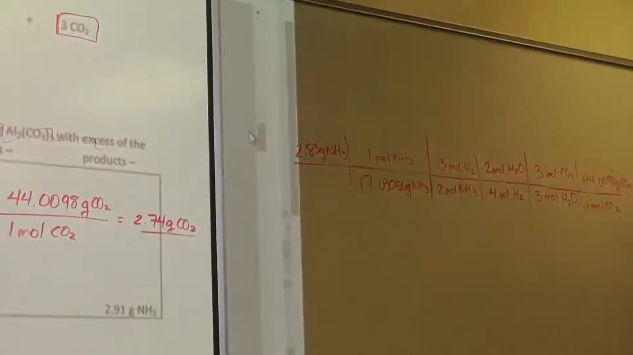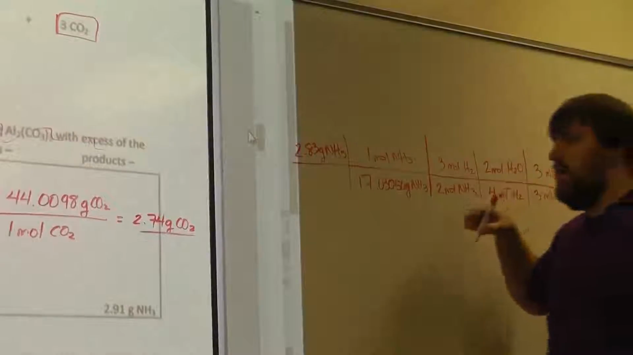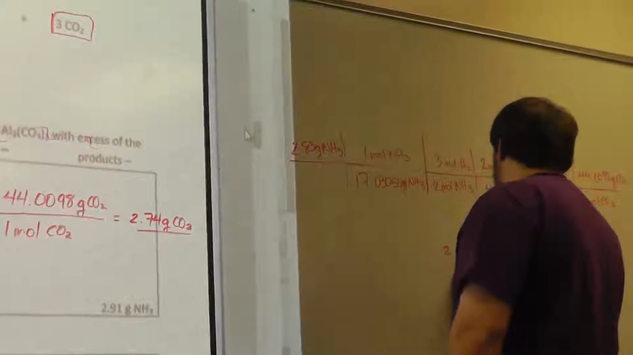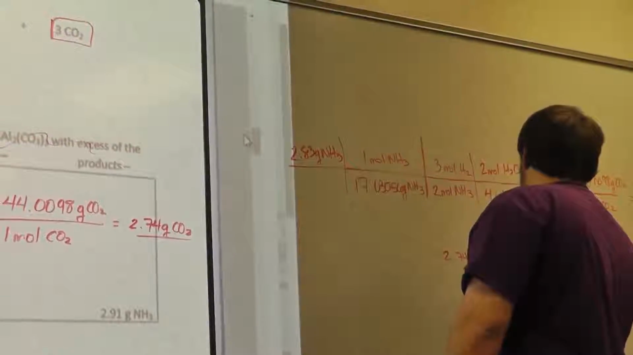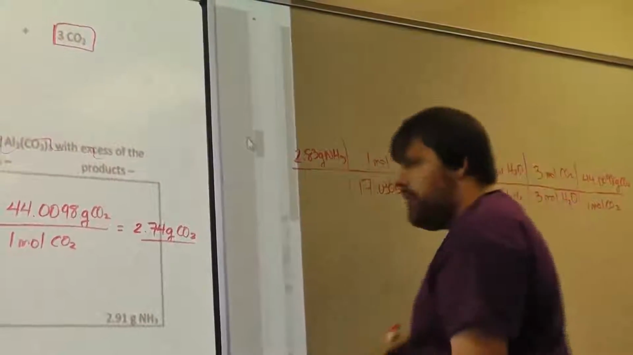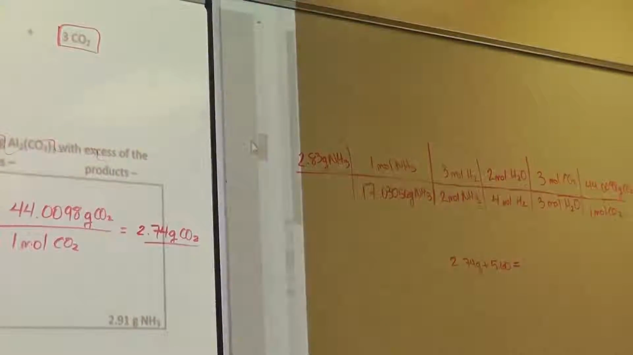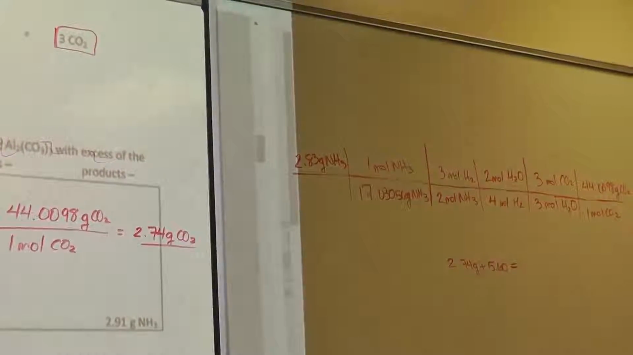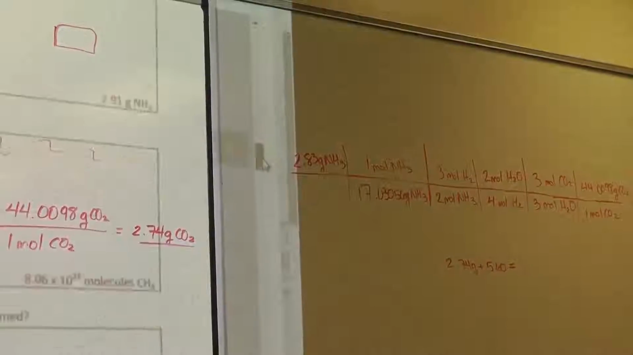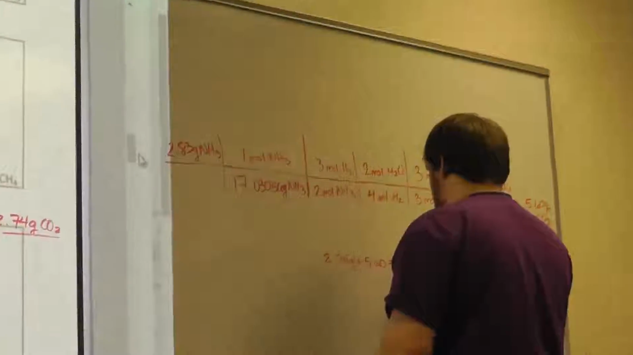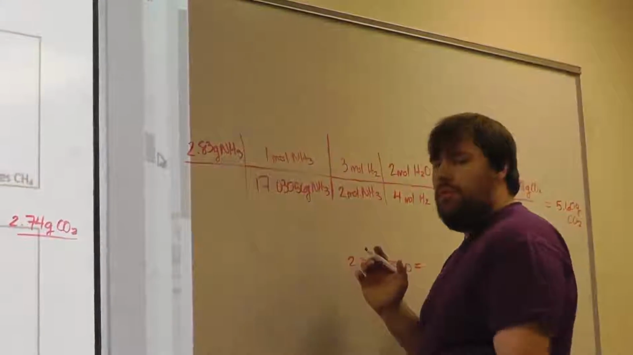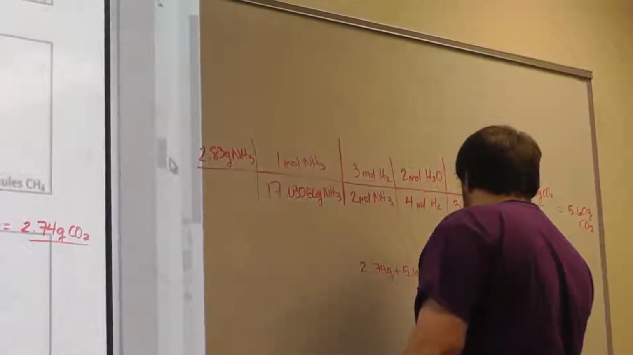So together, you're going to take your 5.60 grams and your 2.74 grams. And you're going to get a total production of CO2. We have 8.34. Okay. Did you say 8.34? Yeah. Just like a mistake, I think.